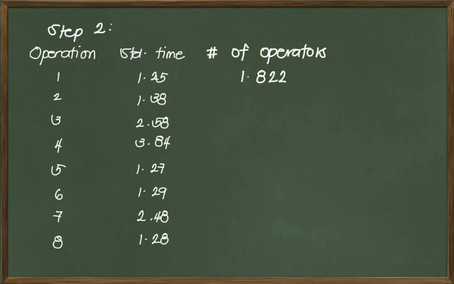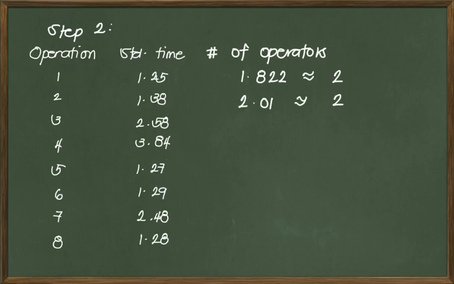So, to get the actual number of operators, we always round off this answer. From 1.822, since we round it off to make it a whole number, it will give you an actual number of 2 operators for operation 1. For the second operation, same again: 1.38 divided by 0.686, and that will give us 2.01. Because this is rounded off, the 0.01 cannot be rounded up into one whole number, so it will remain as 2.